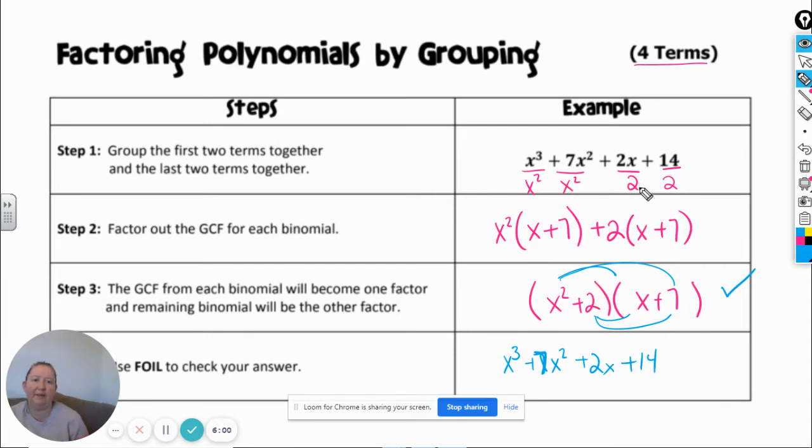Well, look at that. I came back with the same answer. Okay, so this is correct. But our answer for factoring was this.